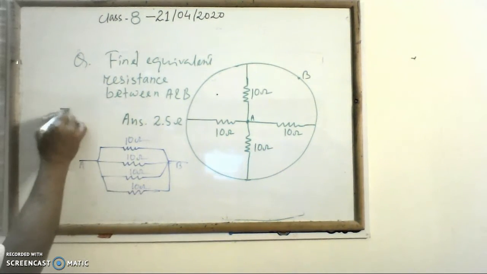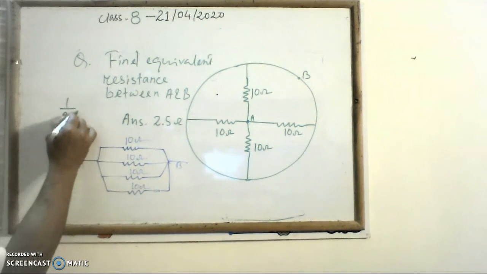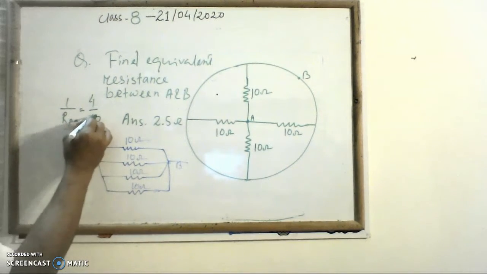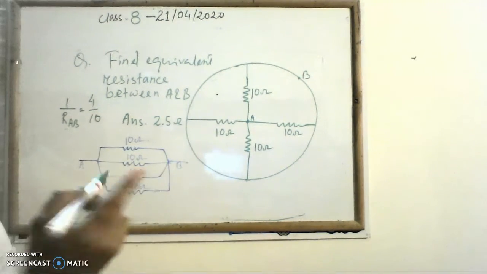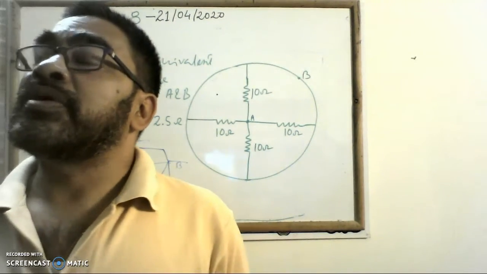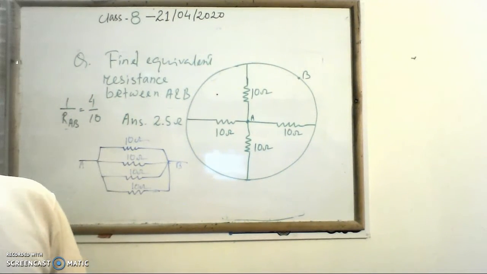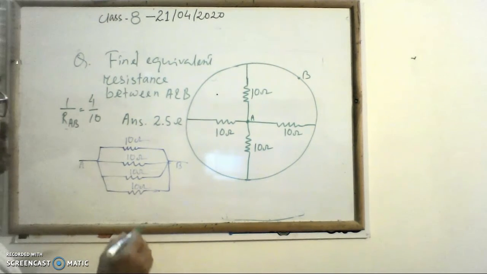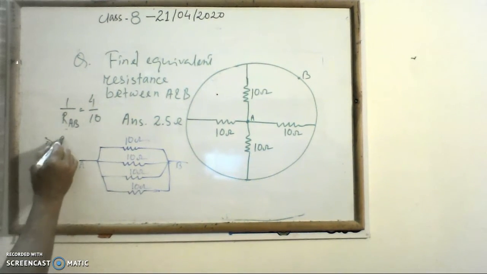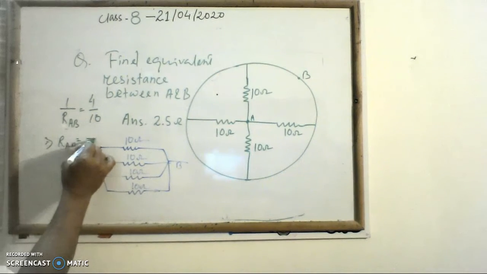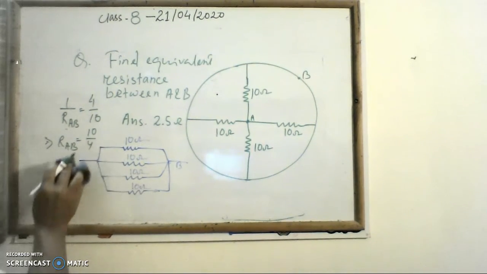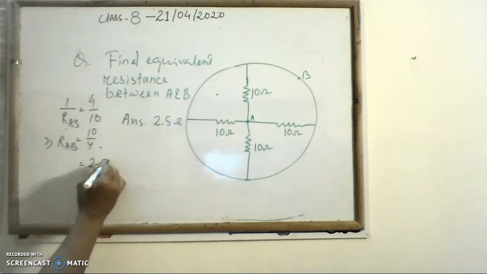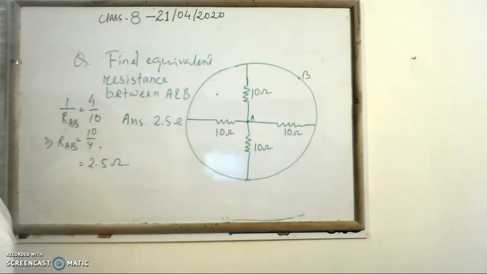Now we can do this. How many of them? 1 by RAB is equal to 1 by 10, 1 by 10, 1 by 10, 1 by 10. How many of them? 4. So 1 by RAB is equal to 4 by 10. So RAB is 10 by 4, which is 2.5 ohm. Very simple. Right?